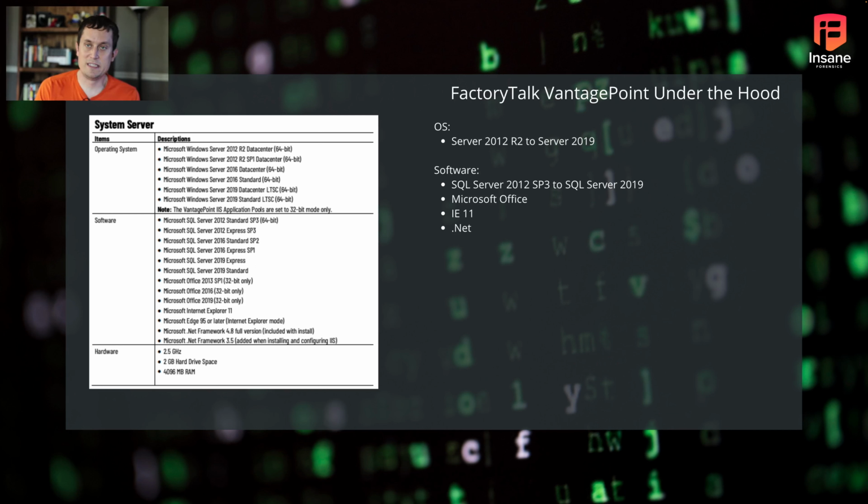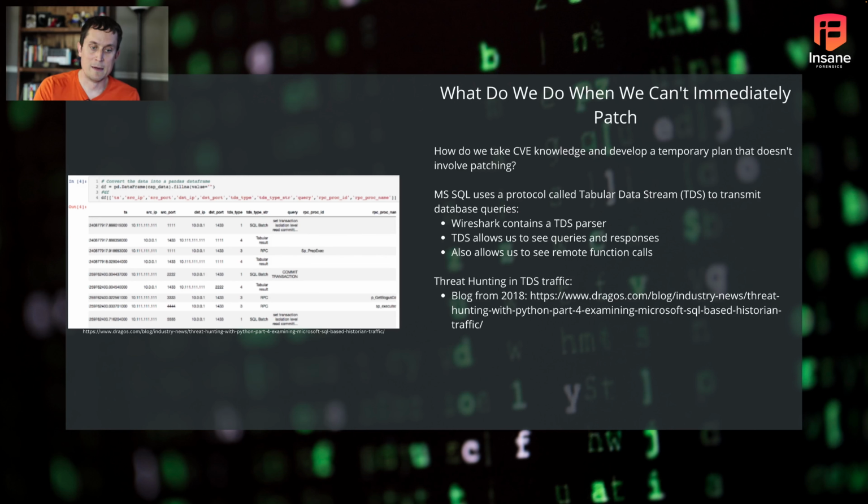Where this level of detail, again, helps us get is knowing what technology components are at play that I'm monitoring, right? And here, it's very, very Microsoft OS and software focused. So when we can't immediately patch, we need to take that CVE knowledge and develop a temporary plan that doesn't involve that patching, right?